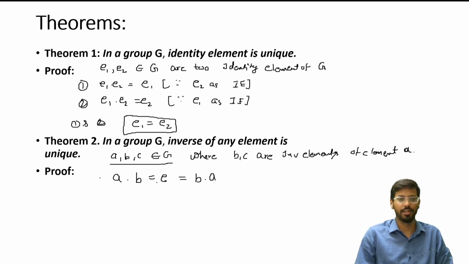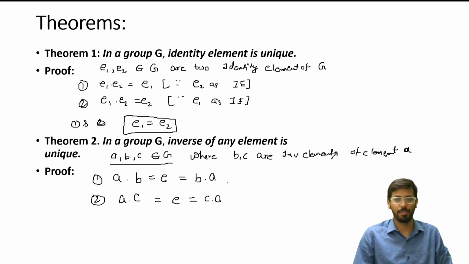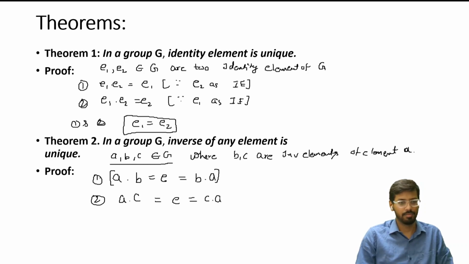A should be equal to identity element, call it equation 1. Then similarly we can write A dot C should be equal to identity element should be equal to C dot A by identity property of a group. Now from 1 we can multiply this first equation by C.